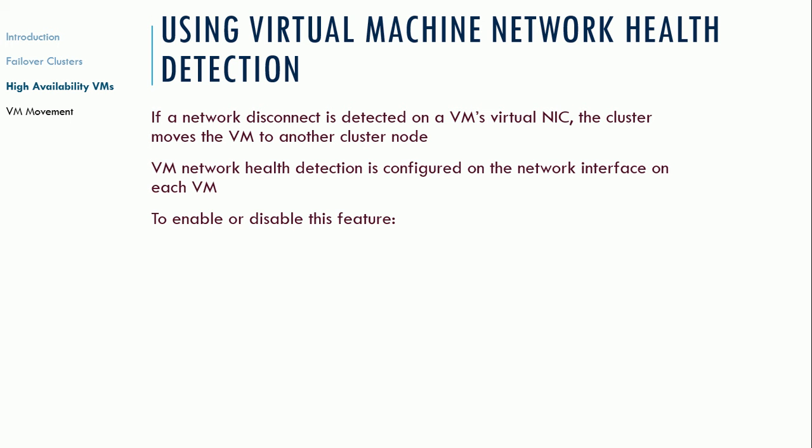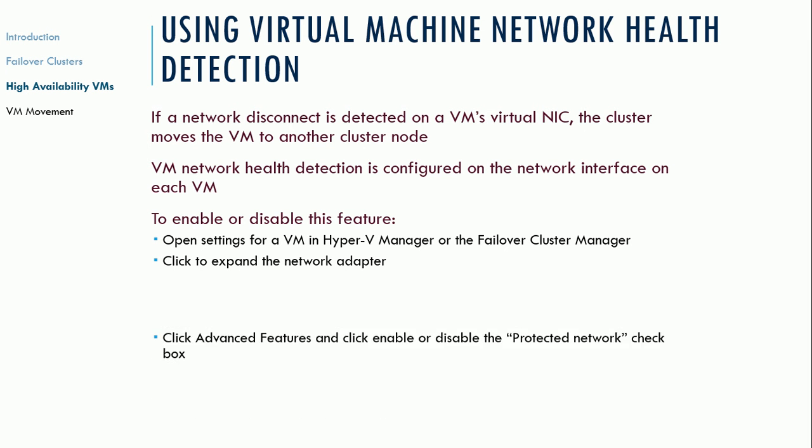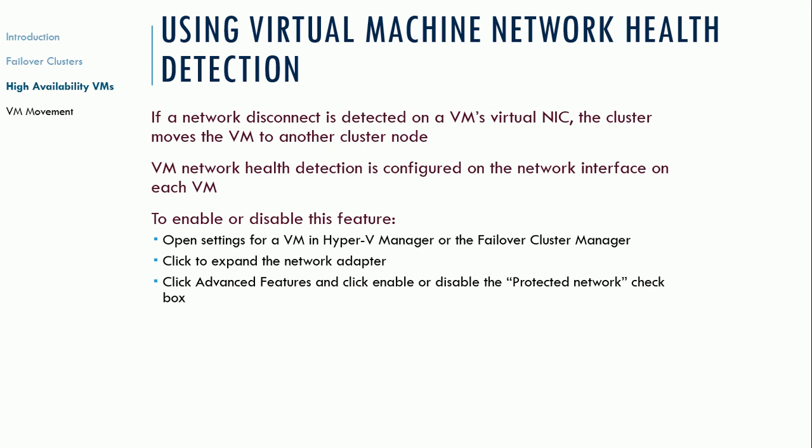So you can also use VM network health detection. So if a network disconnect is detected on a VM's virtual NIC, the cluster moves the VM to another cluster node, and VM network health detection is configured in the network adapter in each VM. So to enable or disable it, you're going to open up the settings in VM and Hyper-V Manager for the failover cluster manager. Click to expand the network adapter, and then you're going to click Advanced Features and click the Enable or Disable the Protected Network checkbox. So again, this is to automatically detect if there is a network failure on a virtual machine, so it'll move it to a new host to try to resolve the network failure.